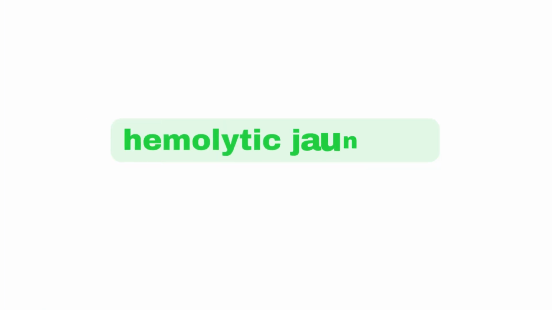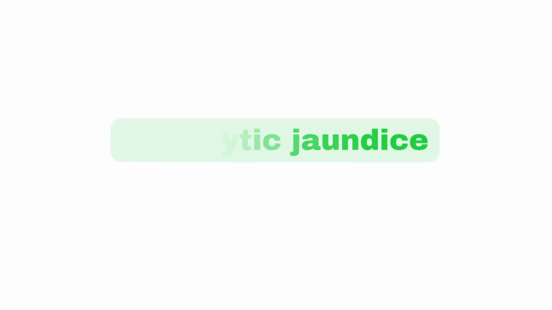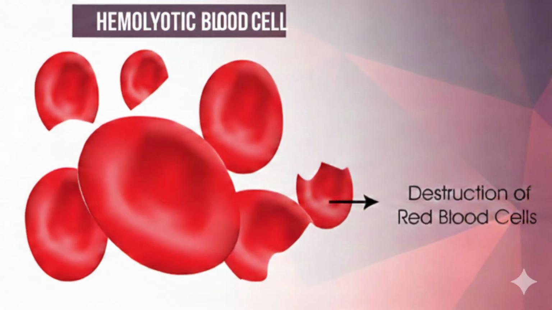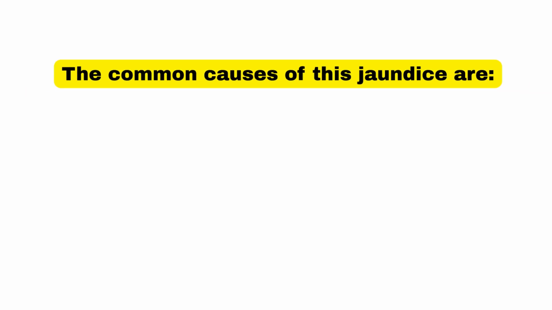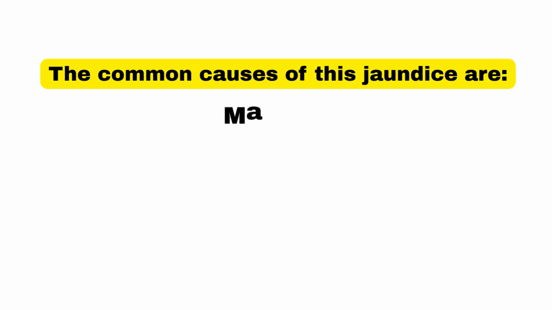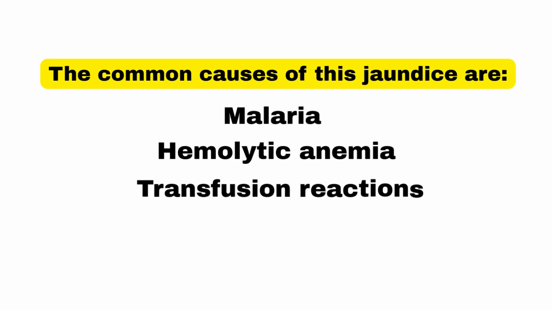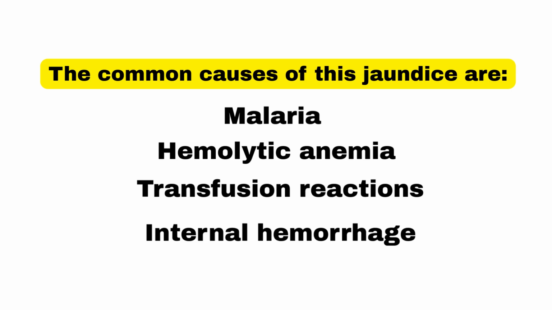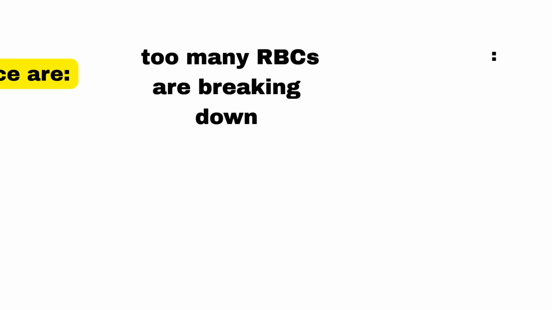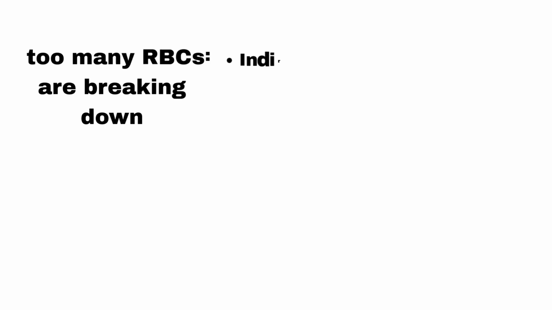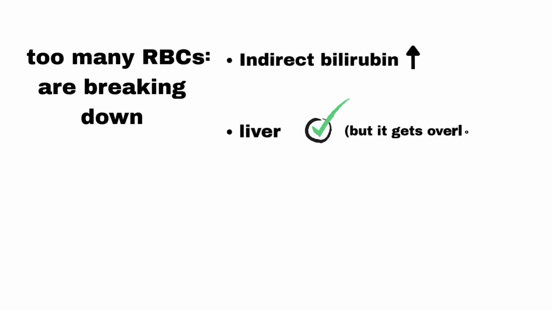Finally, hemolytic jaundice. Hemolytic jaundice occurs due to excessive destruction of red blood cells. The common causes of this jaundice are malaria, hemolytic anemia, transfusion reactions, and internal hemorrhage. So, what happens? Because too many RBCs are breaking down, indirect bilirubin increases. The liver is normal, but it gets overloaded.